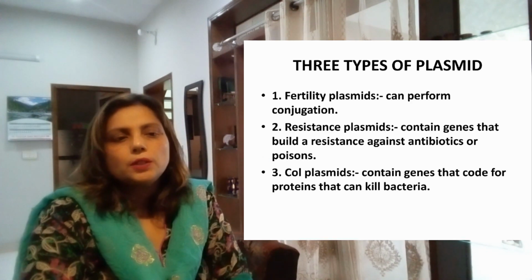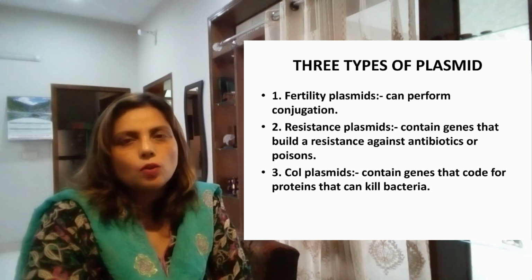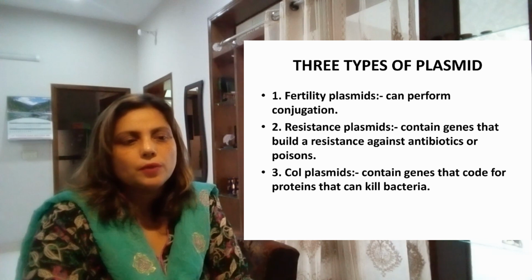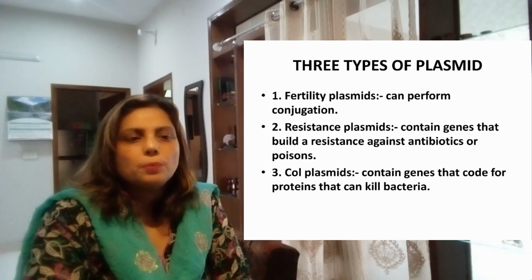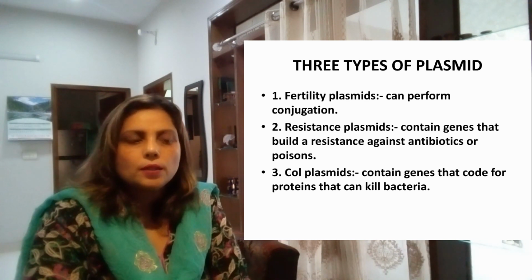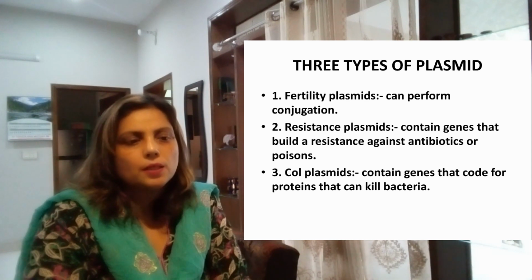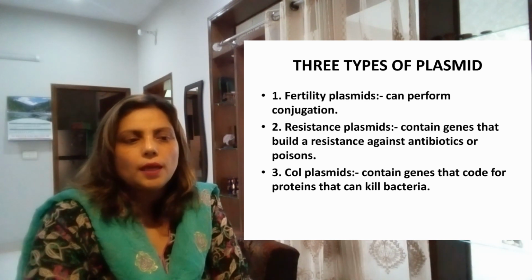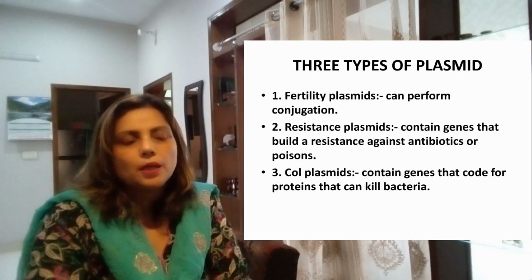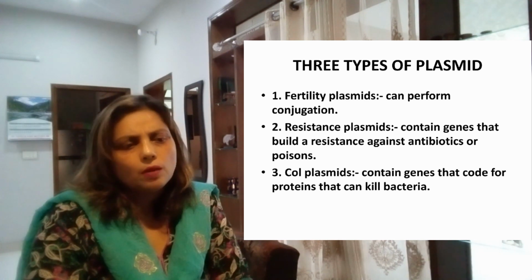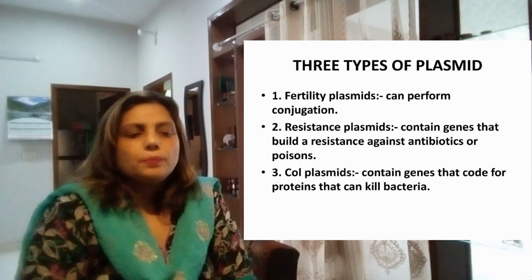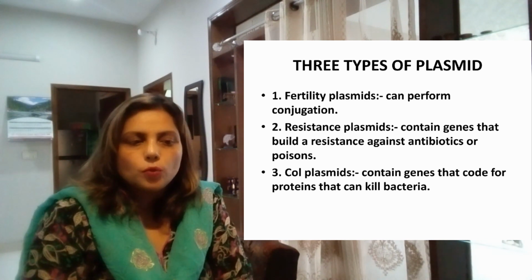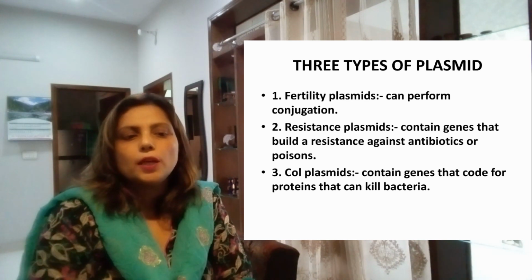When we talk about the types of plasmids, there are commonly three types. Number one is the fertility plasmids, which can perform conjugation. The second type is the resistance plasmids, which contain genes that build resistance against antibiotics or poisons. Another type is the col plasmid, which contains genes that code for proteins which can kill the bacteria.